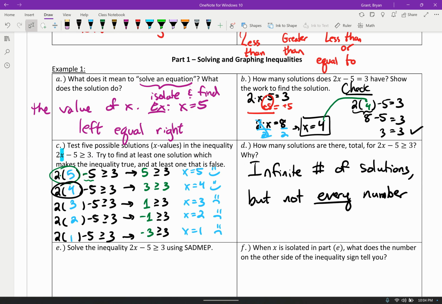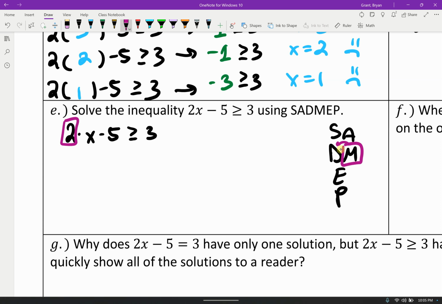I'll remind you of SADMAP over here. We have two numbers attached to x. The 2 is, of course, multiplying. We'll need division. And the 5 is subtracting. We'll need addition. So let's undo our subtraction first. I like to keep the inequality sign right there, and you really want to do that. A lot of students have a bad habit of turning it into an equals, but it's not an equals. It's a different type of sign separating both sides. So keep the inequality sign there.